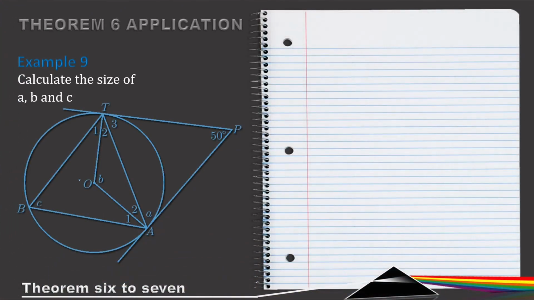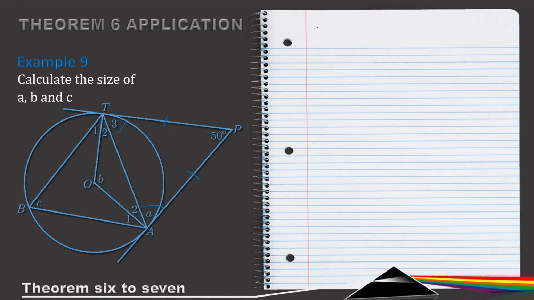Now for example 9, calculate the size of a, b, and c. Okay, so a is in this triangle, TAP. In this triangle, we can see that P is a point outside the circle, and these tangents run from P, so meaning that these are tangents from the same point, so they are going to be equal, okay? Which makes T3 equal to a, because equal sides equal angles, right?